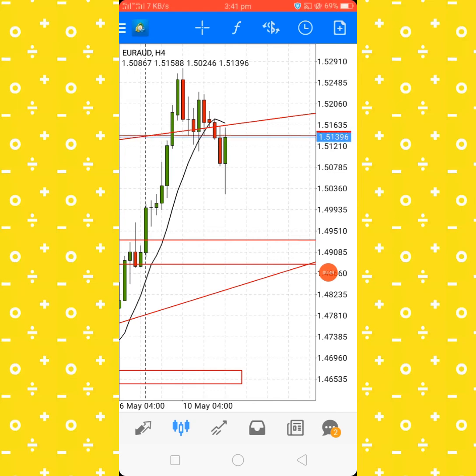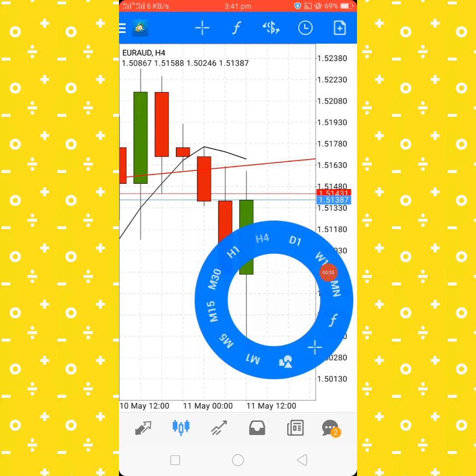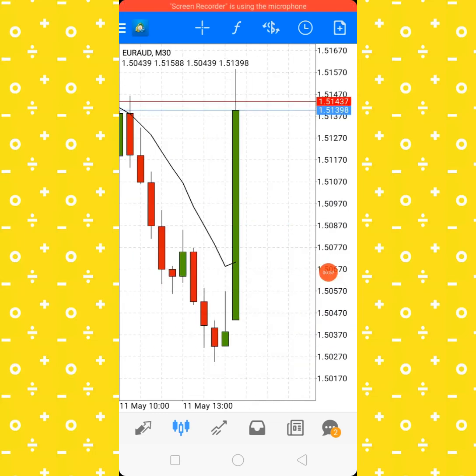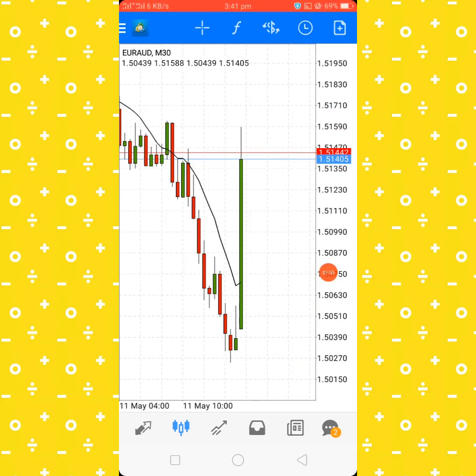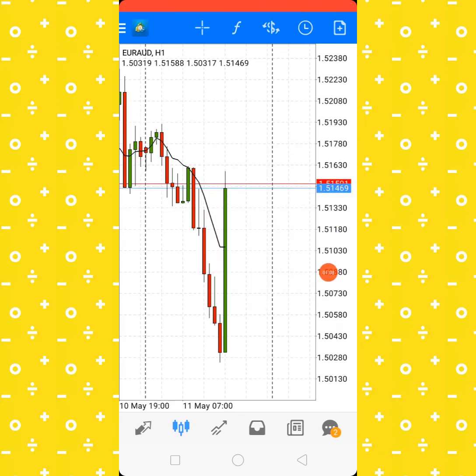As you can see, this is H4, and you can see there's that big pullback. Because there is news right now, that's why you see this big candle. So we'll wait for the news to settle down. Remember, we don't trade news, I said that. We'll wait for the news to do its thing. We let it do whatever it wants to do. Then we will see what will happen.